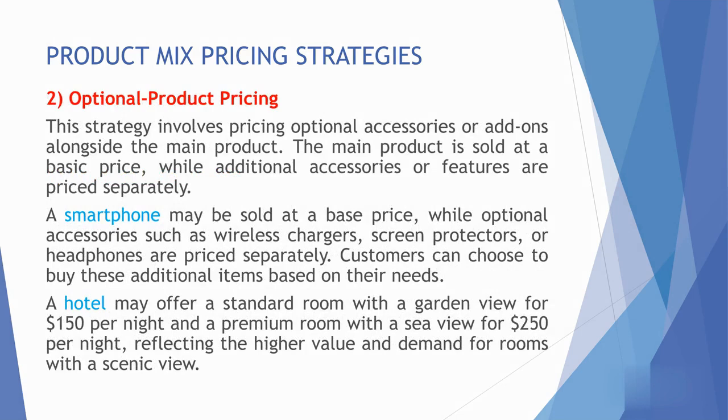2. Optional product pricing. This strategy involves pricing optional accessories or add-ons alongside the main product. The main product is sold at a basic price, while additional accessories or features are priced separately. A smartphone may be sold at a base price, while optional accessories such as wireless chargers, screen protectors, or headphones are priced separately. Customers can choose to buy these additional items based on their needs.